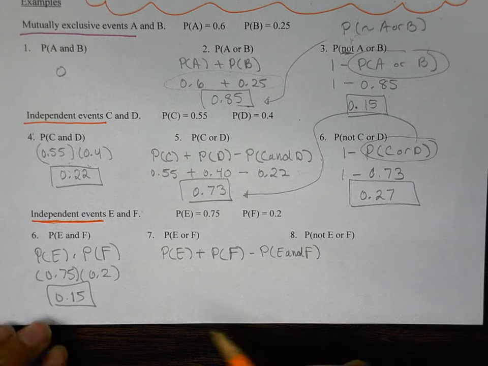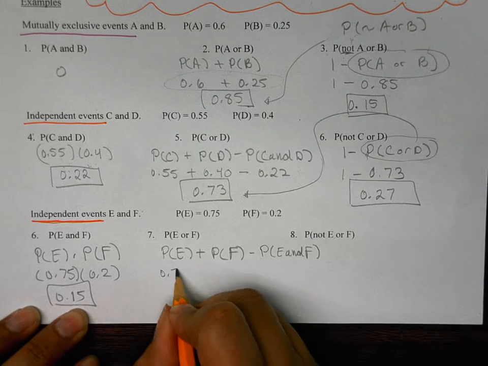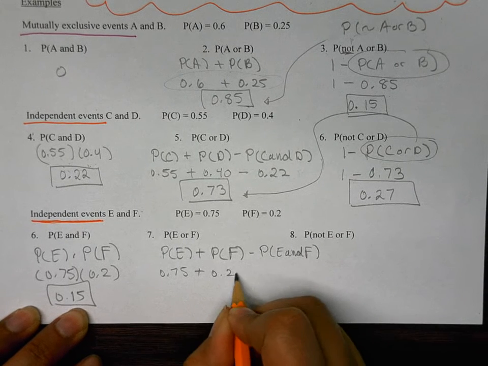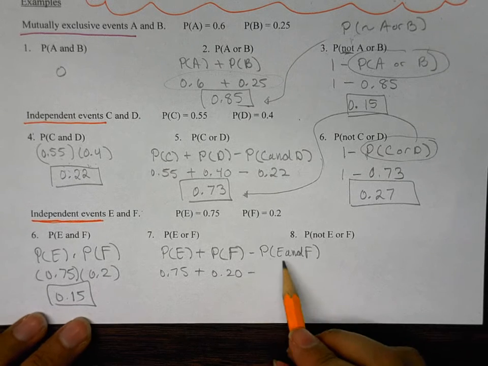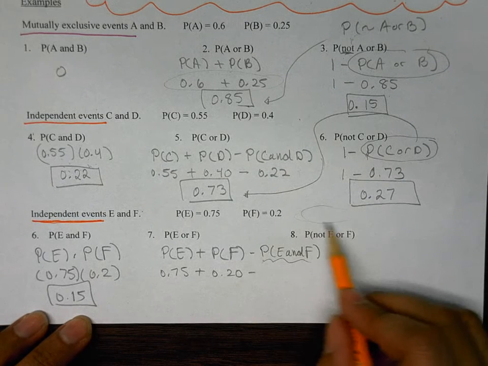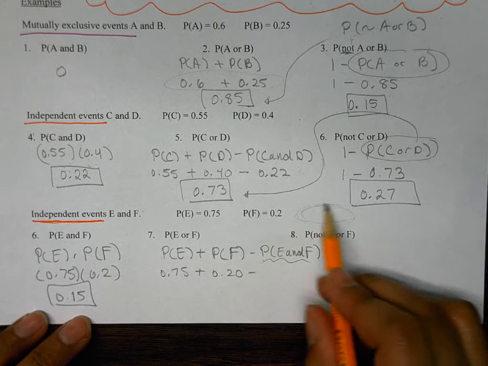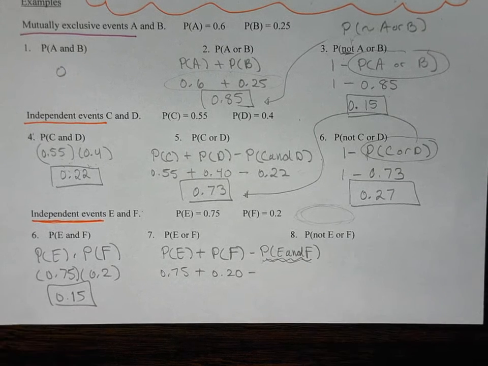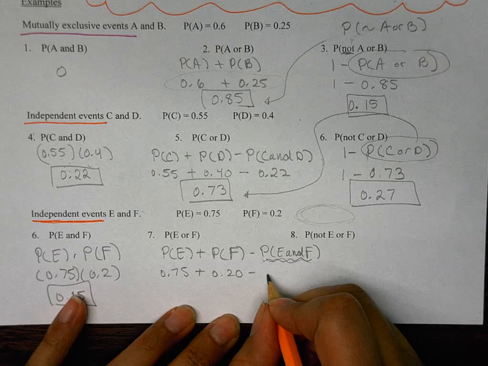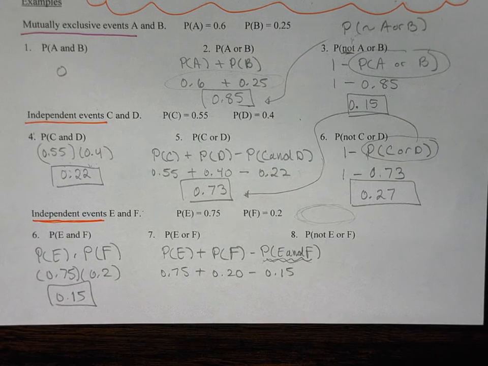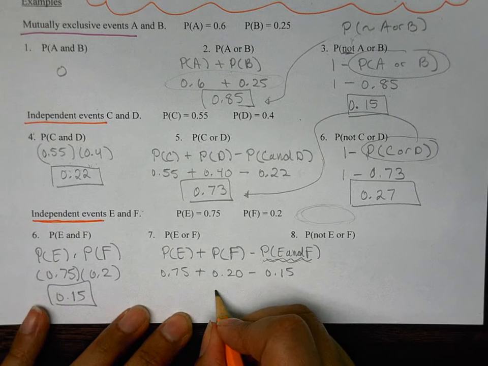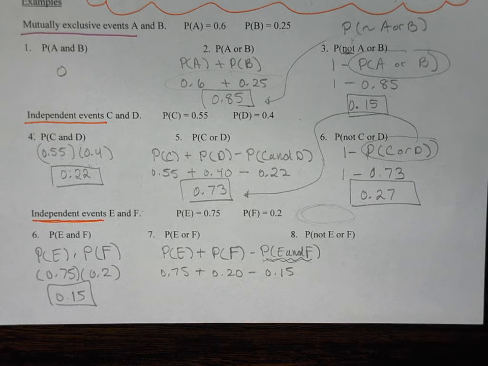All right, so plug in your numbers. What's the E and F? They didn't give me E and F up here. What's E and F if they didn't give me E and F up here? 0.15, right? 0.15. Plug it in. Anybody have it? 0.8.